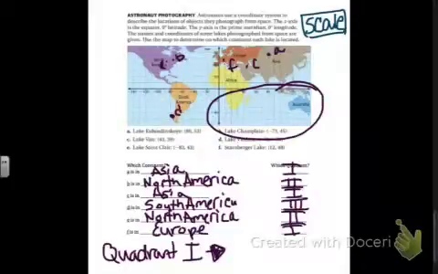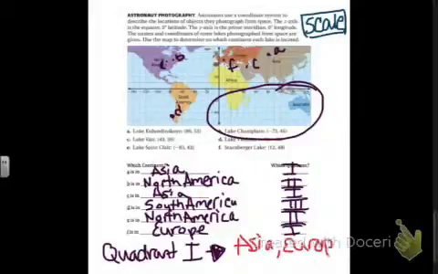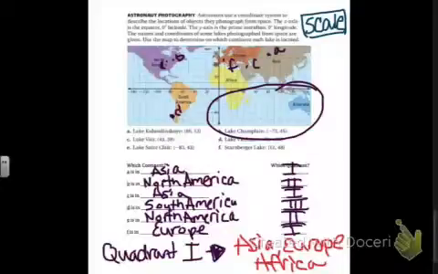Go ahead, pause, think about it. So if we look at quadrant 1, we can see that there's 3 options for continents. We can see that Asia, Europe, and Africa lie in quadrant 1. So using your quadrants and using your continents, you can tell which is where.